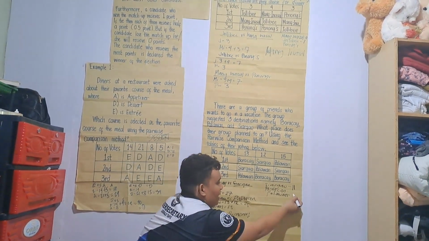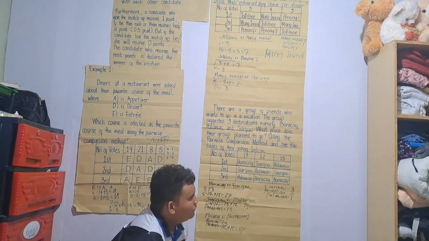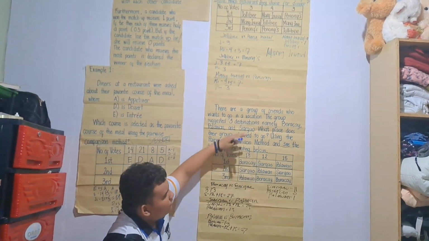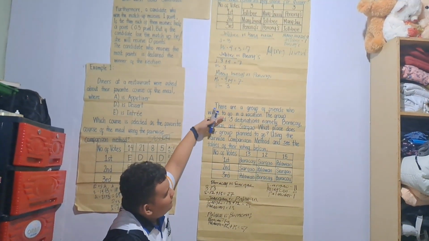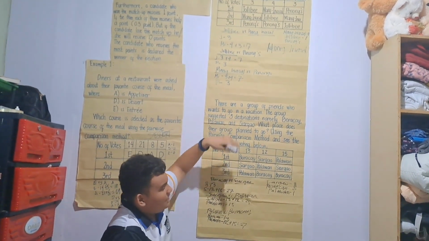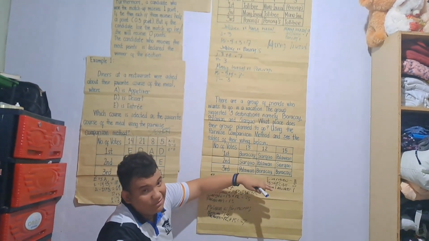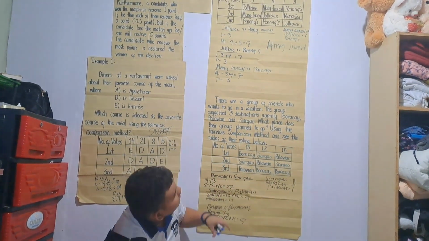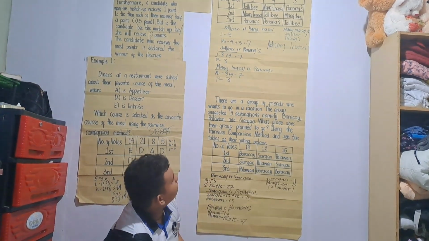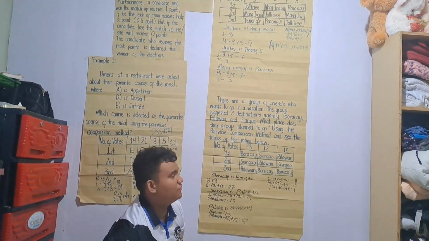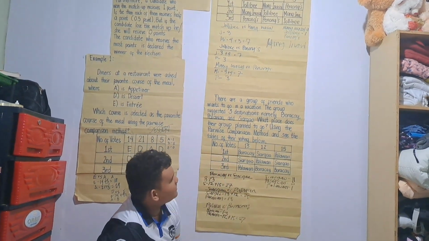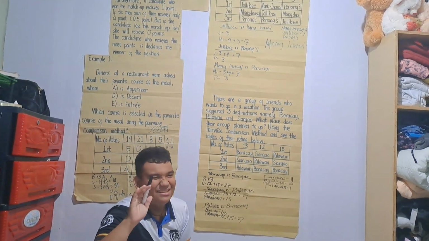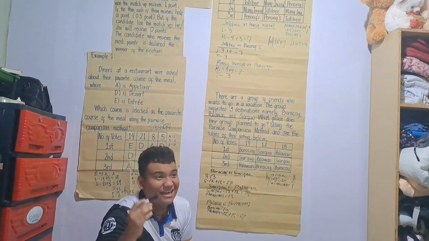So, may 1 point ang Palawan, may 0 points ang Boracay. Ang nanalo ng election nito, ang nanalo ng destination dito ay ang Siargao. So the group, what place does their group plan to go? So using the pairwise comparison method, Siargao yung nanalo. So sa Siargao sila pupunta.